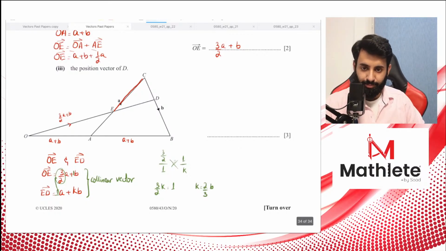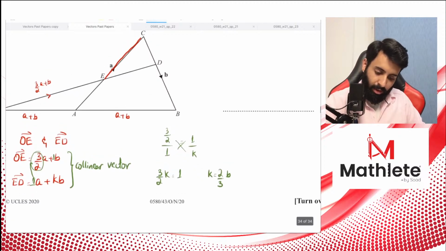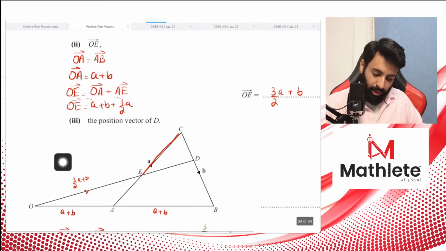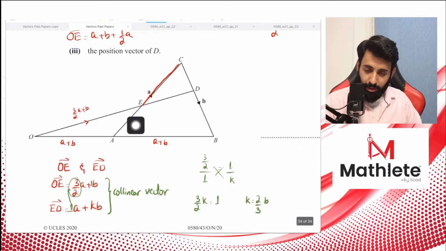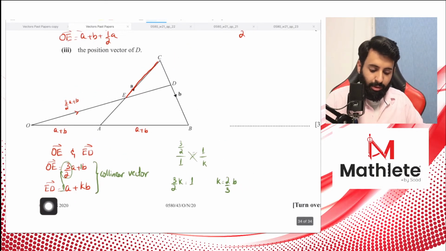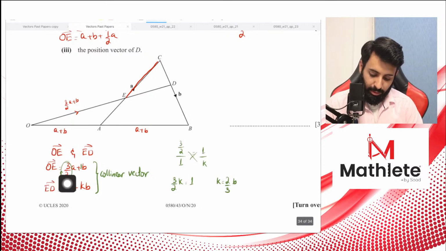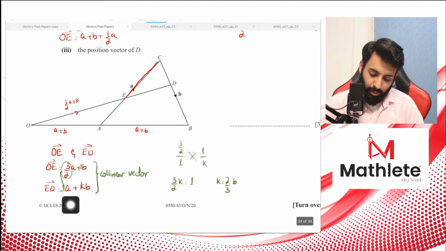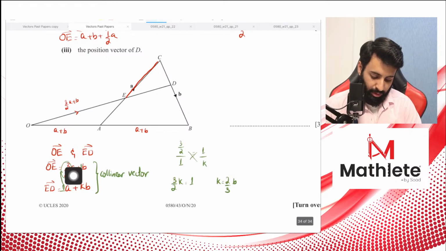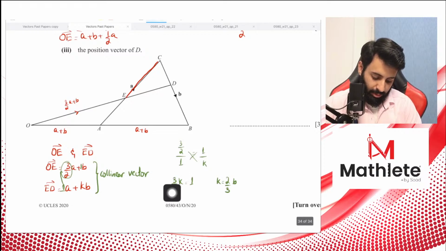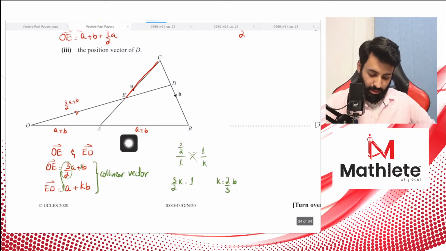Now I'll explain this again, because this is quite tricky. Here's the concept. We've already figured out OE, which was 3 upon 2A plus B. Now OE and ED are collinear vectors. That's because they have a common point, which is E, and OED is a straight line. So OE is 3 upon 2A plus B, and ED is going to be A plus something to do with B. Next we compare their coefficients. We take 3 upon 2 divided by 1, and the coefficient of B from here, which is 1, divided by K. So we get 3 upon 2 over 1 equals 1 upon K. If you cross multiply, you get 3 upon 2K equal to 1, so K is equal to 2 upon 3B.